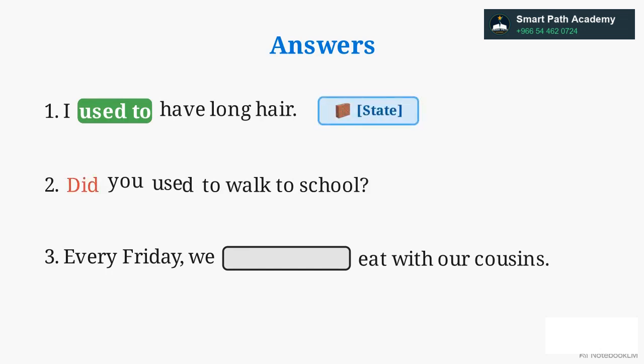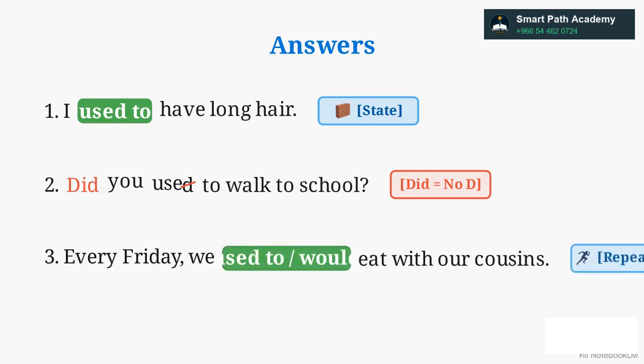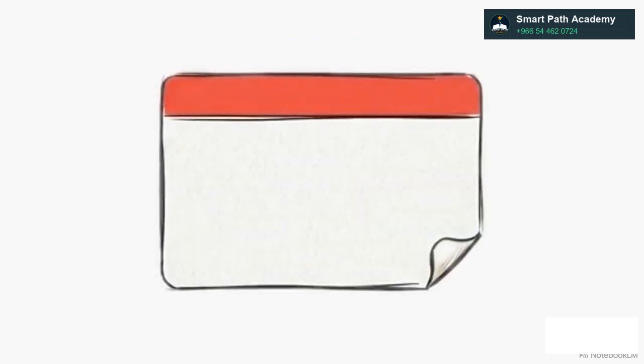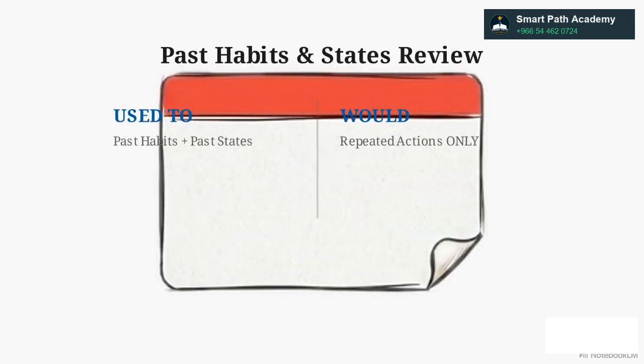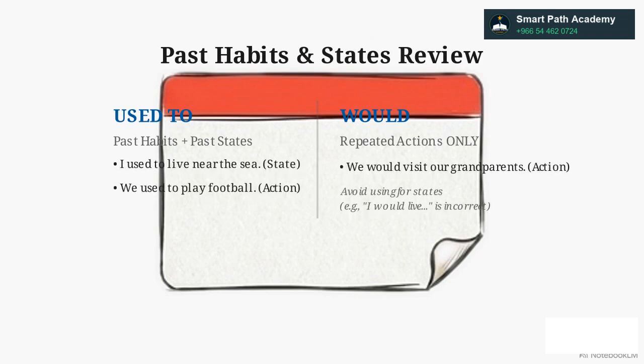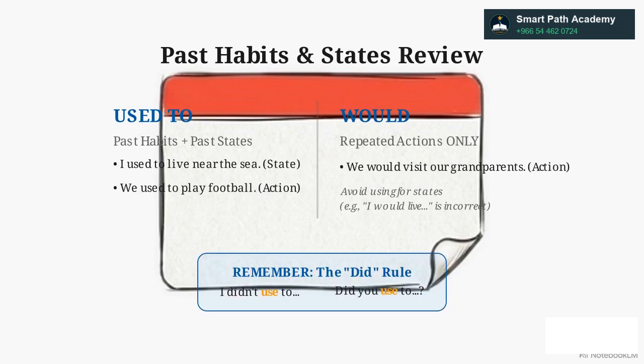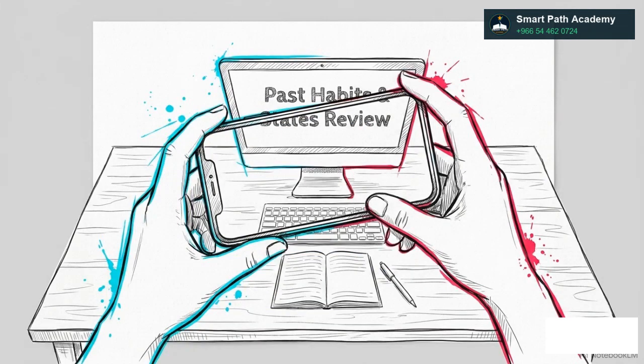Here are the answers. Having long hair is a state, so it requires "used to." The second sentence contains "did," so we drop the D on "use." And eating with cousins every Friday is a repeated action, meaning both "would" and "used to" are perfectly fine. This review card summarizes exactly how to navigate these verb forms, along with correct examples and a reminder on spelling. Pause the video and take a screenshot of this page so you have the exact formula ready for your next writing assignment.